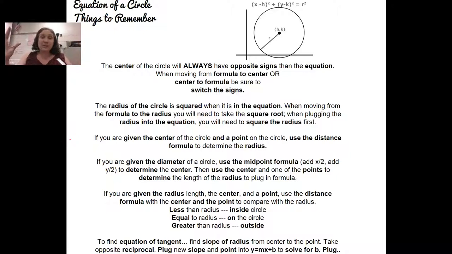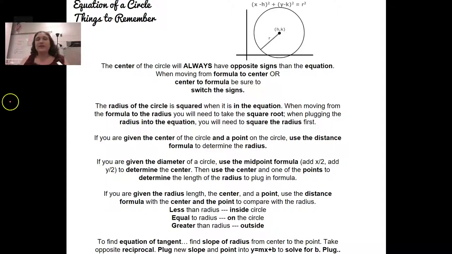Here are some main important things that you really need to know in the core of your being. The center of the circle will always have opposite signs than what the equation is. So if we move from the formula to the center or from the center to the formula, we need to make sure that we switch those signs.